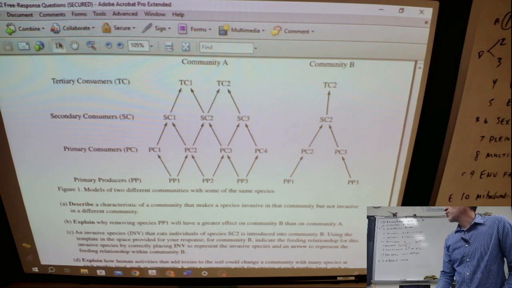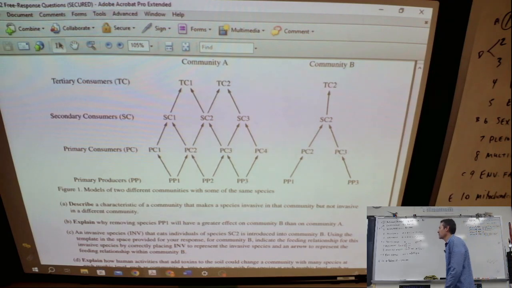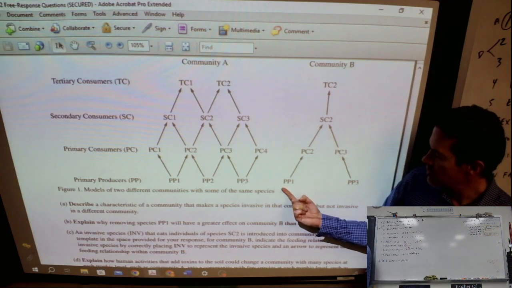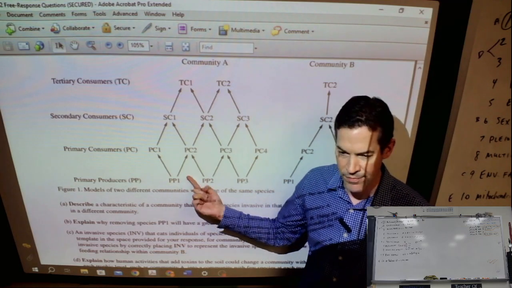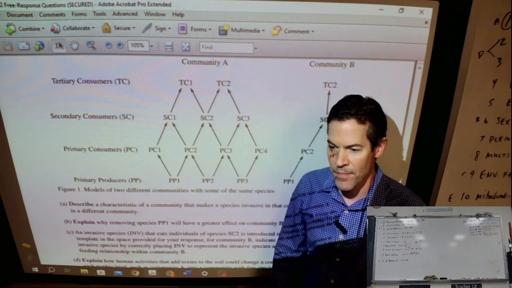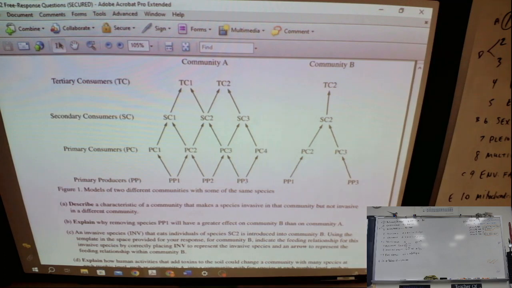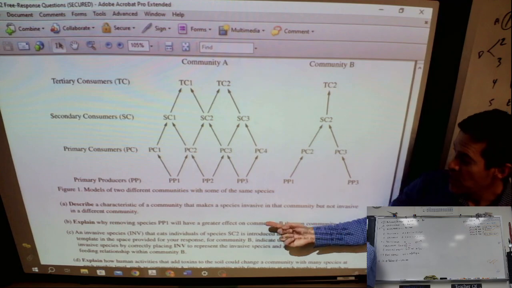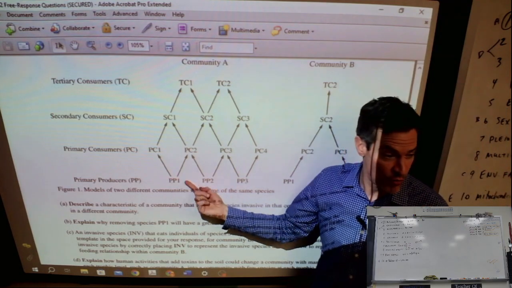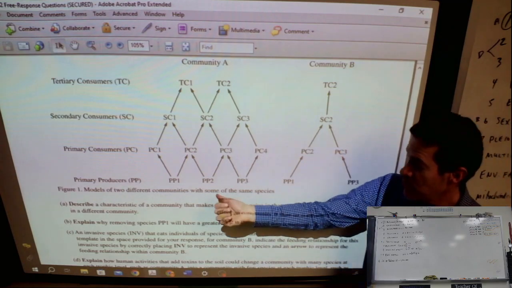B, explain why removing species PP1 will have a greater effect on community B than community A. So why is it that if I remove this, that's a bigger deal than if I remove this? Yeah, there are fewer producers over here. I just got rid of like 50% of the producers over here. Over here, I just got rid of 1 out of 3, a third of the producers. So here, I got rid of 50% versus a third of producers.